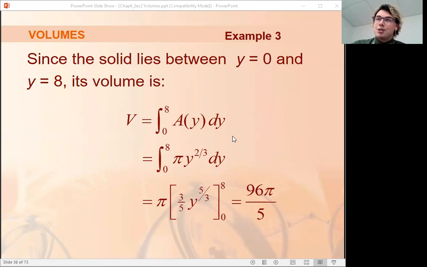Now everything looks good so far because the variable of my integrand matches the variable of my differential. So I can use the fundamental theorem of calculus, and I find that this solid has a volume of 96 pi divided by 5.